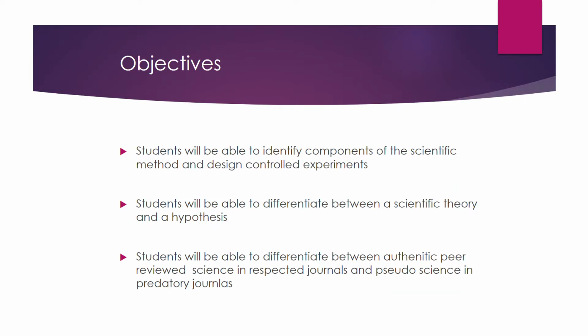The objectives for this unit are to be able to identify components of the scientific method and design controlled experiments, to be able to differentiate between a scientific theory and a hypothesis, and to be able to differentiate between authentic peer-reviewed science in respected journals and pseudoscience in predatory journals.